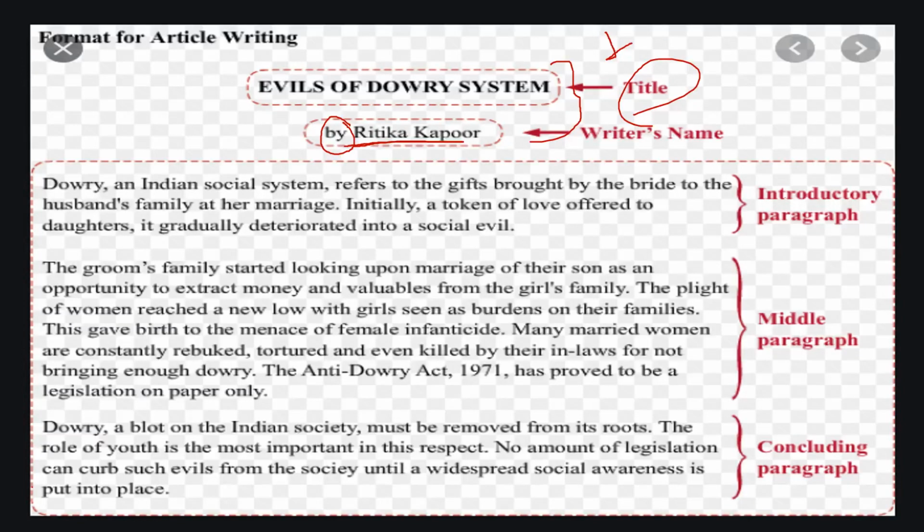Now in the last paragraph, which is the concluding paragraph, you have to write your conclusion, meaning you have to suggest some ways to deal with the evils of the dowry system. Let's see what is written here. Dowry, a blot on the Indian society, must be removed from its roots. It means that you want this dowry system to be uprooted from your society. The role of youth is the most important in this respect. Means you have given a suggestion. The youth must come forward and play their role to uproot the dowry system. No amount of legislation can curb such evils from society until widespread social awareness is put into place. After writing this concluding paragraph, your article is fully ready. So please note down this article for your convenience.